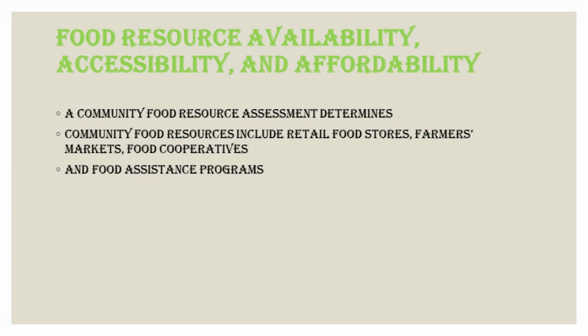The spatial relationship between housing and food outlets is an important part of community food assessment. Groups undertaking an assessment frequently prepare maps of the community to visualize the physical connection or disconnection between residents and various types of food sources.